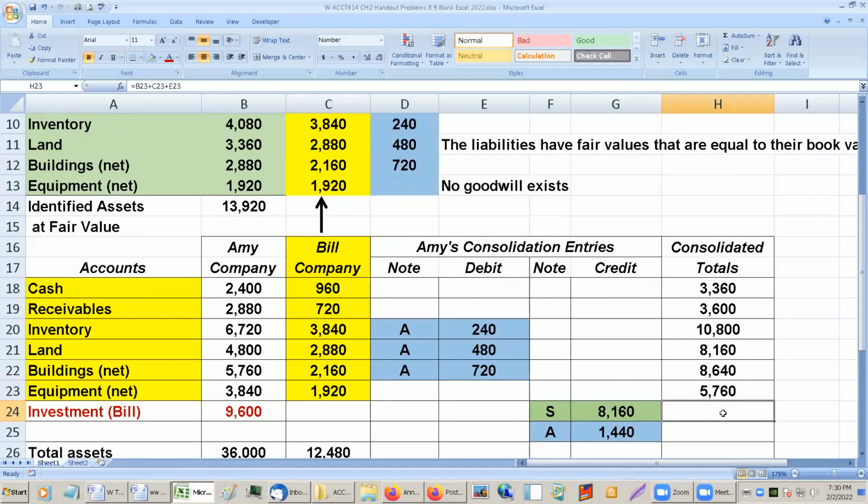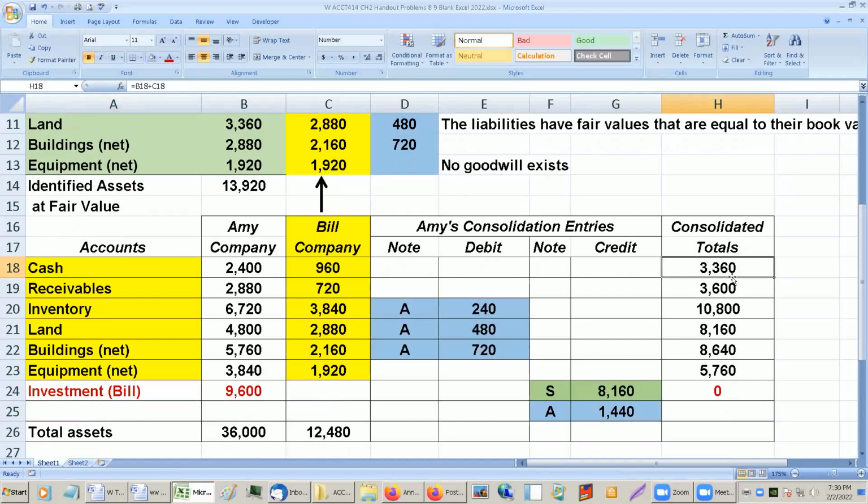Okay, now, so it's 9,600 minus the 8,160 minus, yay, okay. So this is what we want it to be. We want this to be 0 because this is really Bill, but we're taking all Bill's stuff and putting it on the books anyway.